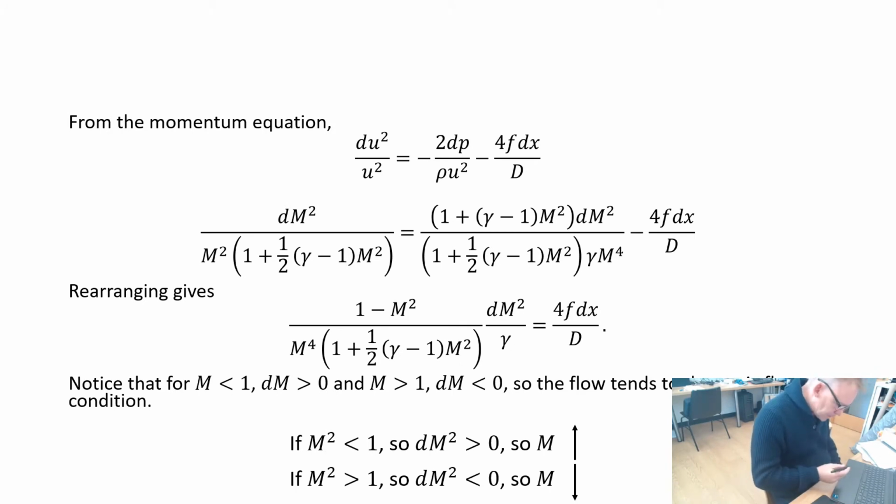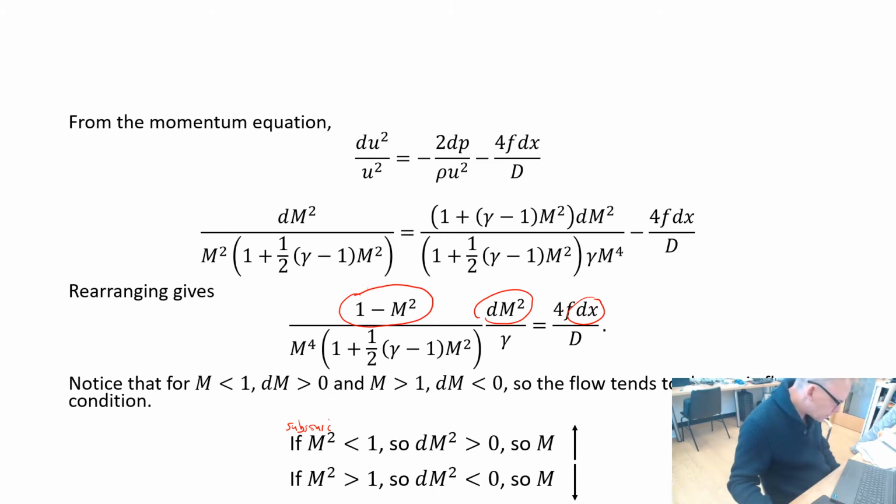So what we have here is now, after manipulation, a relationship between dM squared and dx. And so we can comment a little bit more about the type of solutions that may occur. If the flow upstream is subsonic, so M squared is less than 1, or M is less than 1, then the sign of this coefficient is going to be positive. A positive thing times dM squared must be positive, so dM squared over dx must be bigger than 0. It tells us that if the flow is subsonic, M is going to increase.